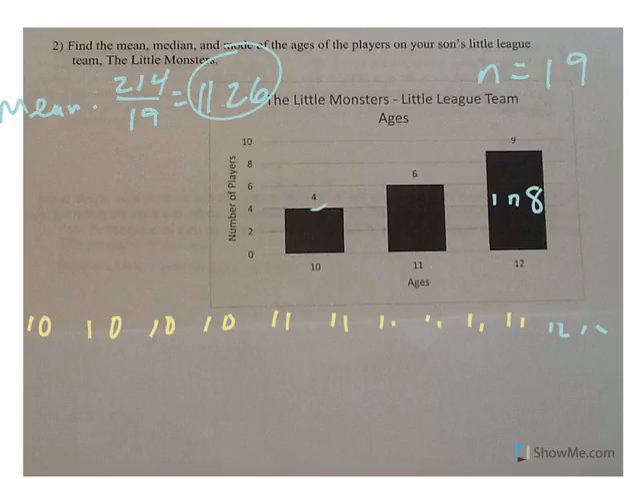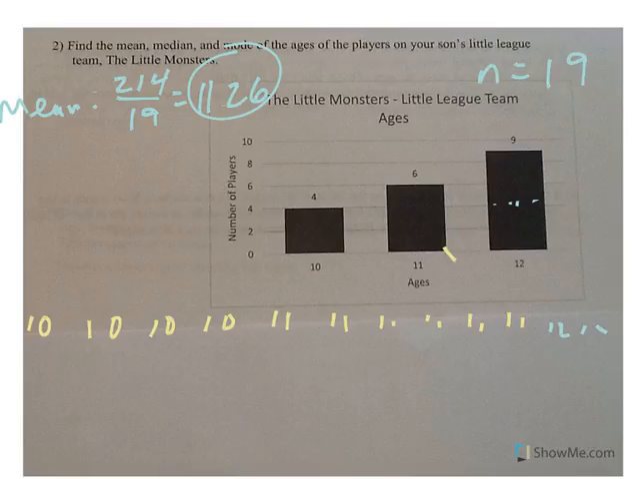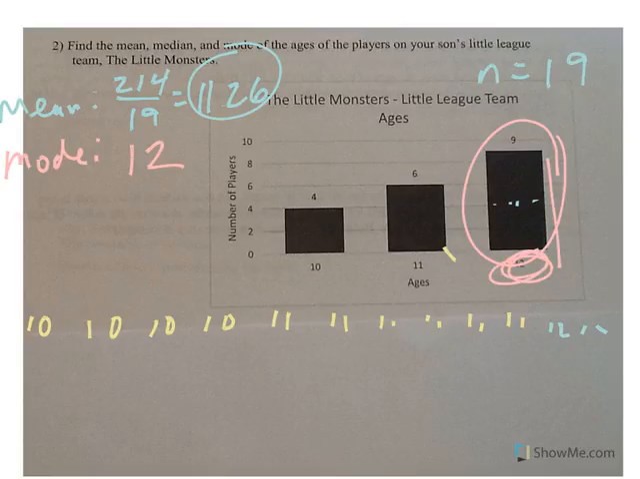So, get rid of my stuff here. My mean is 11.26, which makes sense, right? Here's the majority of my data. The mean is somewhere between the two. Great. Okay, let's go ahead and find the median. Well, let's do the mode next, because the mode's the easiest. Which one appears the most? Well, this is the biggest bar, so the mode is 12. The age of 12 is there 9 times, so the mode is 12. That's actually the easiest one.